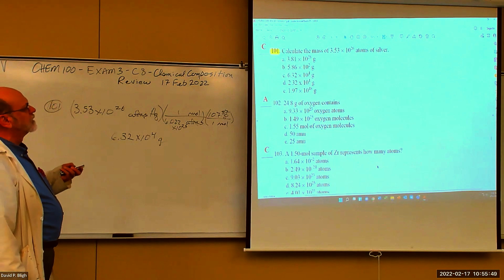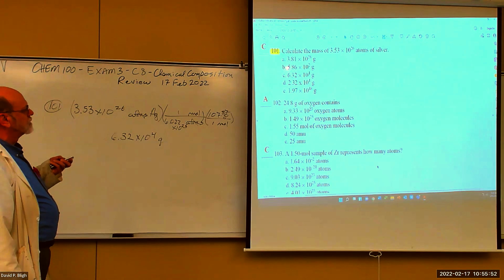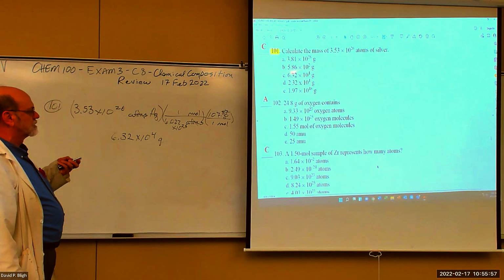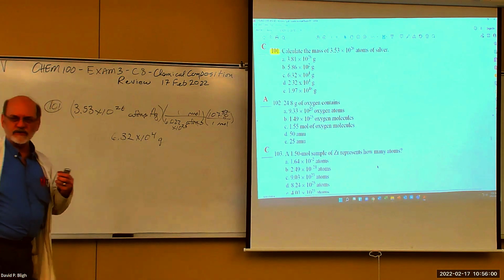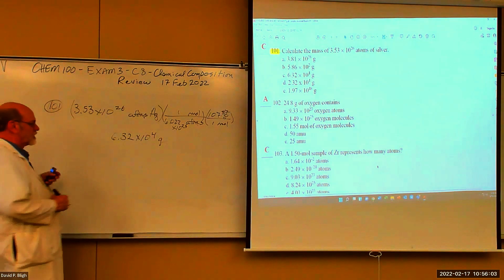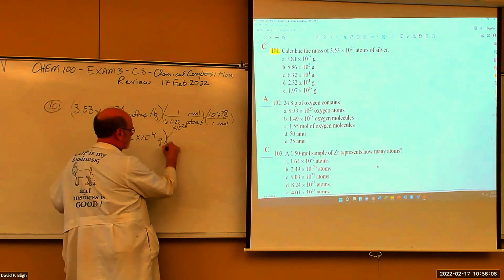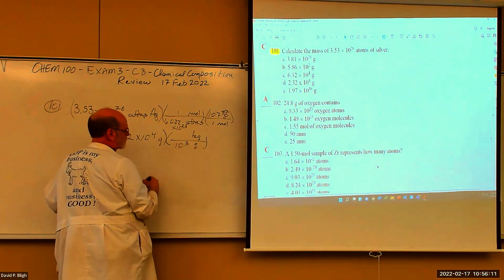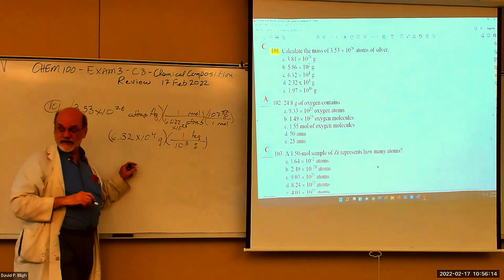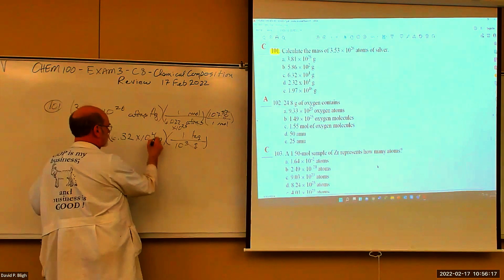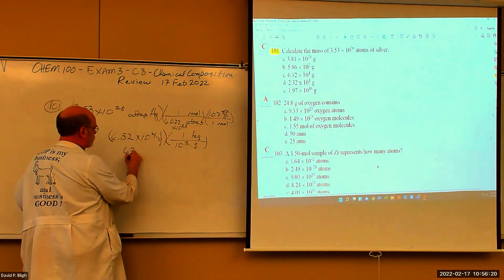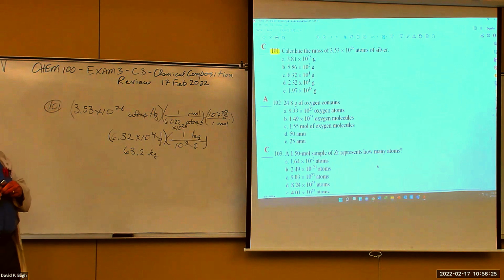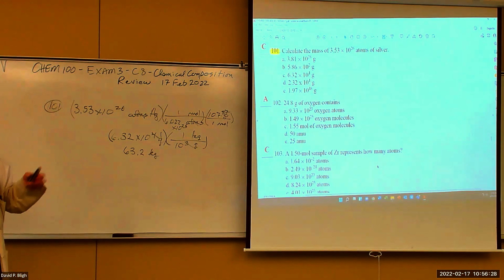Okay, here we are. There it is right there. What if it had put the answer in kilograms? What would it be? Grams to kilograms: 10 to the 3rd grams, 1 kilogram, 1,000 grams per kilogram. Then that one would have been 63.2 kilograms. Those are the type of sneaky things that test makers do.